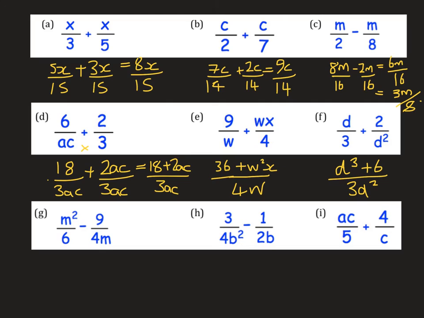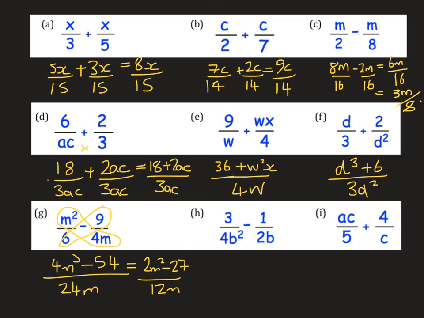You start to notice kind of patterns. You go, right, it's this times this. So that is 4m cubed. And this time it's minus this times this, so it's minus 54 over the two multiplied, 24m. And then simplify if you can. I can divide it all by 2. So I get 2m squared minus 27 all over 12m. So this technique, once you speed things up, is quite useful.